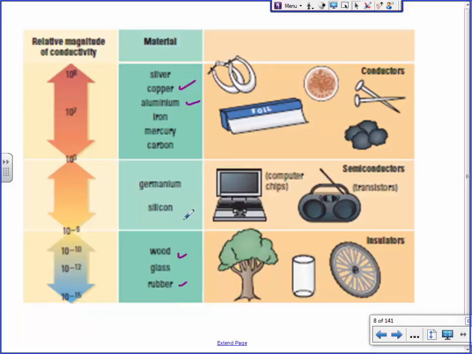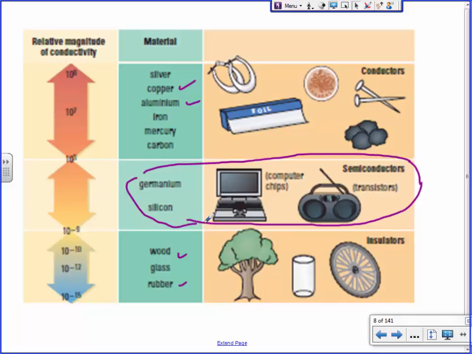The cool things are actually the ones in the middle. People have started to recently figure out how to use things called semiconductors, where they have the ability to conduct, or they don't have the ability to conduct. And you use them in things like computer chips and transistors, where you want to sometimes have current flowing, but then later you don't want the current to flow. You want to be able to turn it on and off, essentially. Does that make sense?